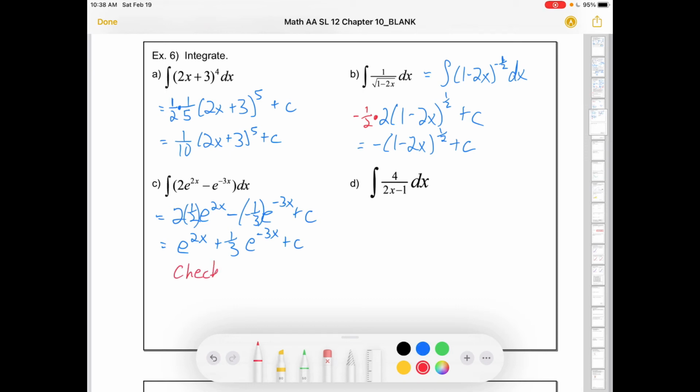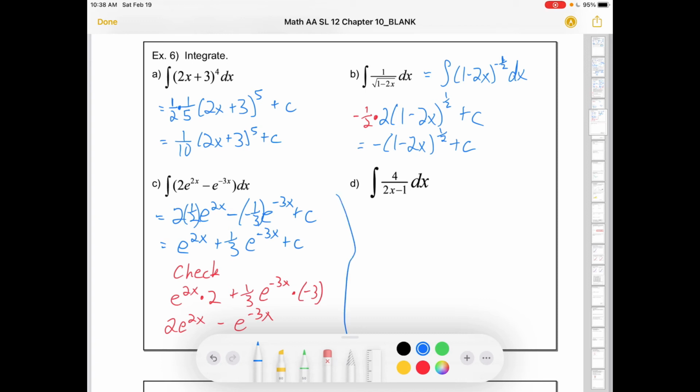Let's check. It would give us e to the 2x times 2 from the chain rule, plus 1/3 e to the -3x times -3 from the chain rule, or 2 e to the 2x minus e to the -3x when we check, which is what we should have.